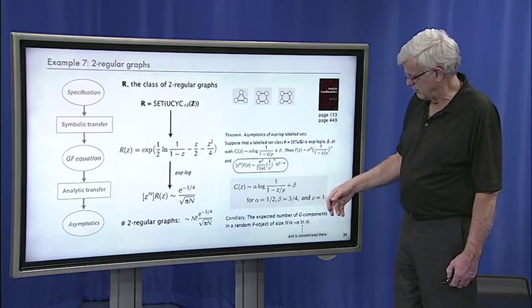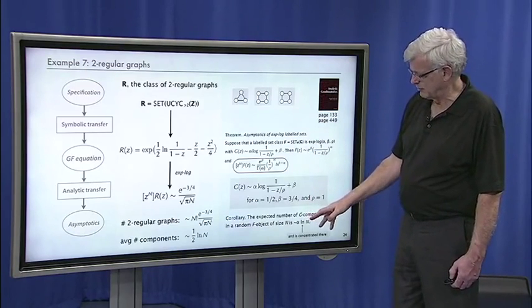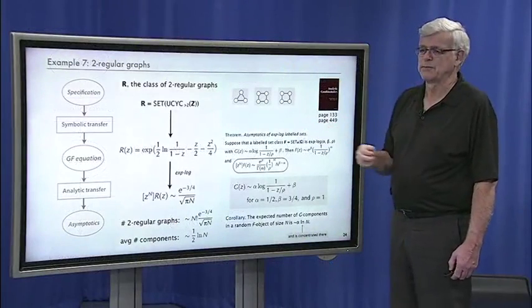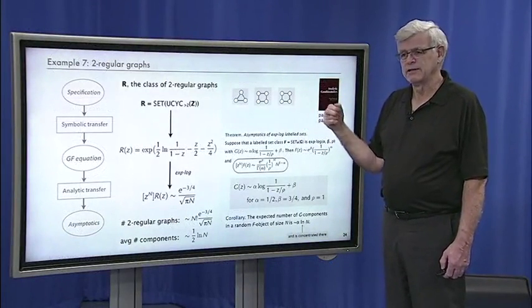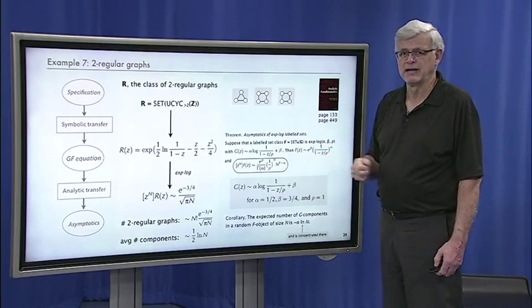And again, the component corollary applies here. Now we have alpha equals a half, so the average number of components in a random two regular graph of size n is half log n. Very easy to get results of this type using the x-log schema. So that's our second example of a widely applicable schema that's based on singularity analysis.